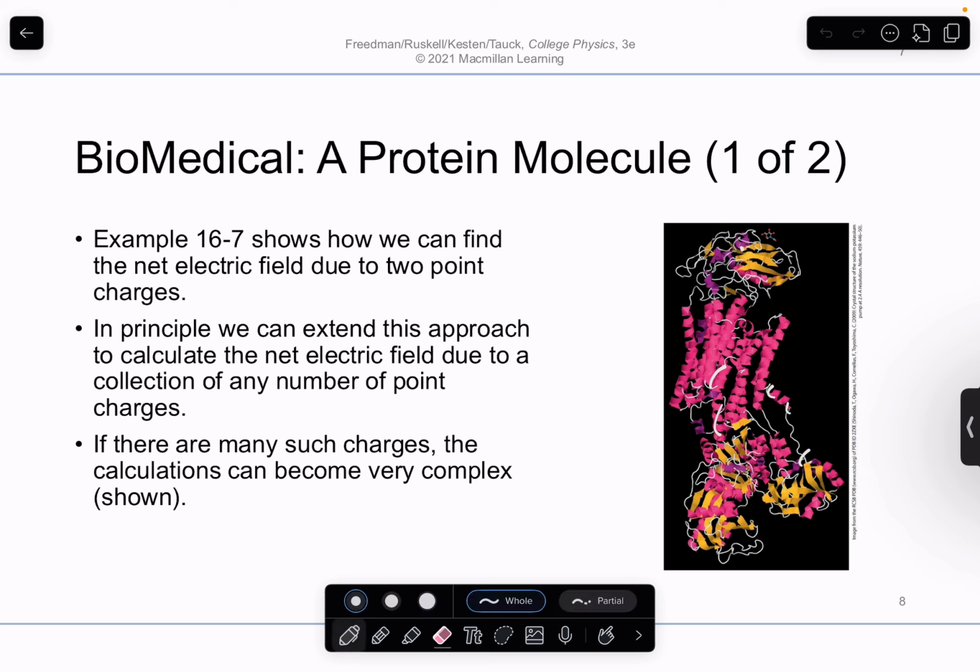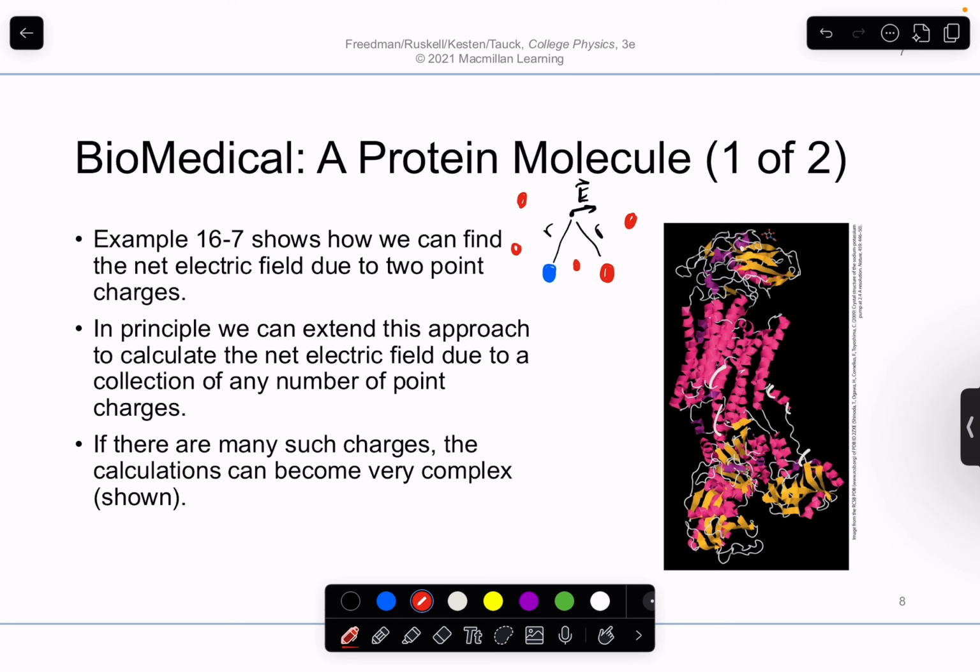Well, remember in the previous examples where we had a dipole, we had two charges, right? And we found the electric field at some distance away from those charges. We found the net electric field, and it turns out it was to the right. Although I showed you some shortcuts, it can be a pretty complicated process to do that for a whole bunch of charges, right?